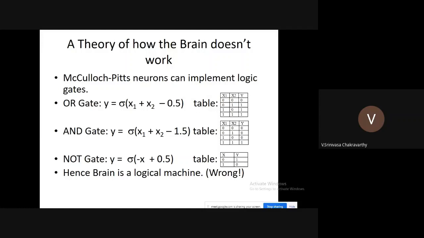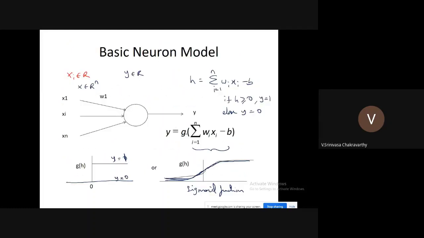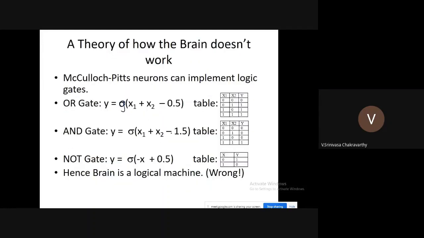So even if one of the inputs is 1, output is 1. So that can be obtained. Here we use the notation sigma, but we can also use the notation G. We use notation G for this function, which represents the step function. You can see that this equation now satisfies this truth table, because even if one of x1 and x2 is 1, the argument of this function is positive, so output becomes 1.